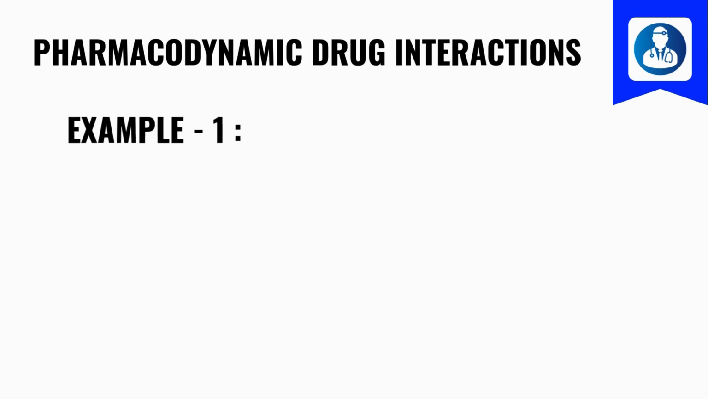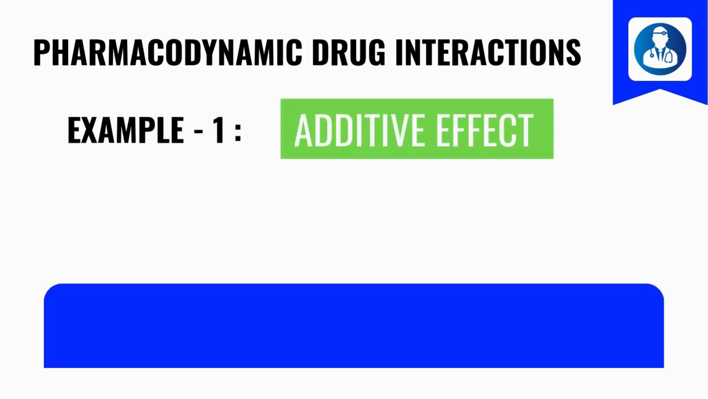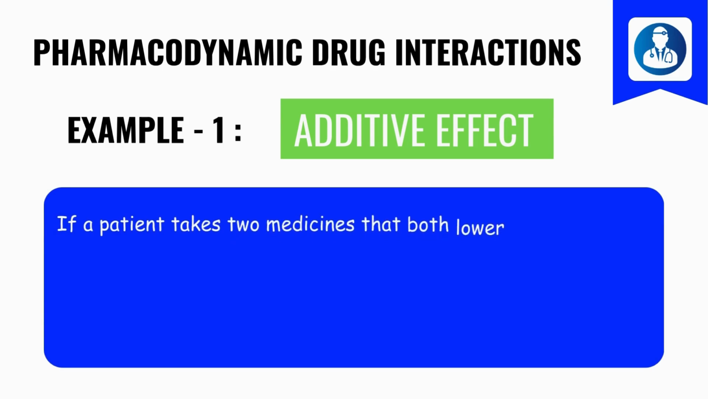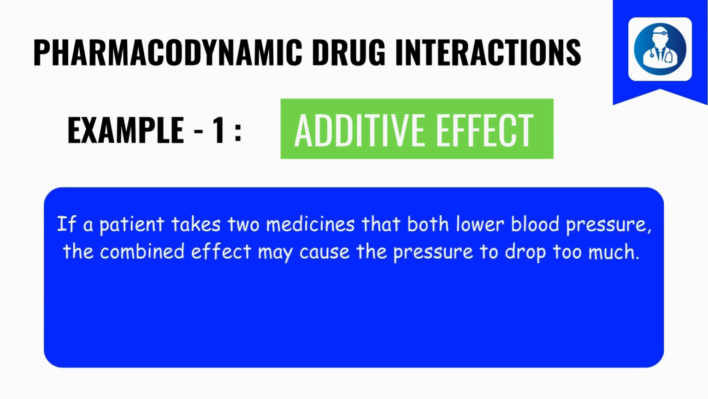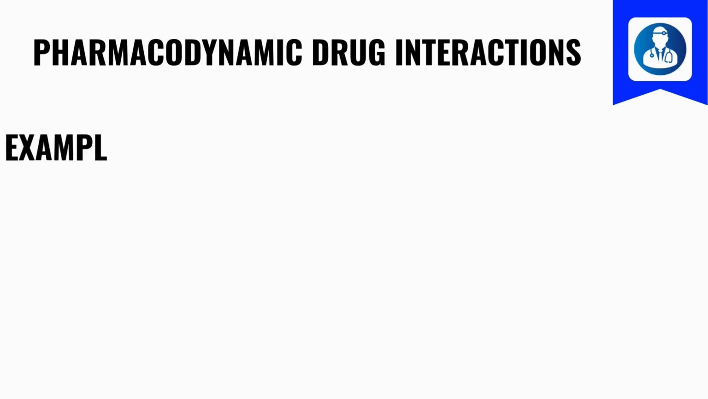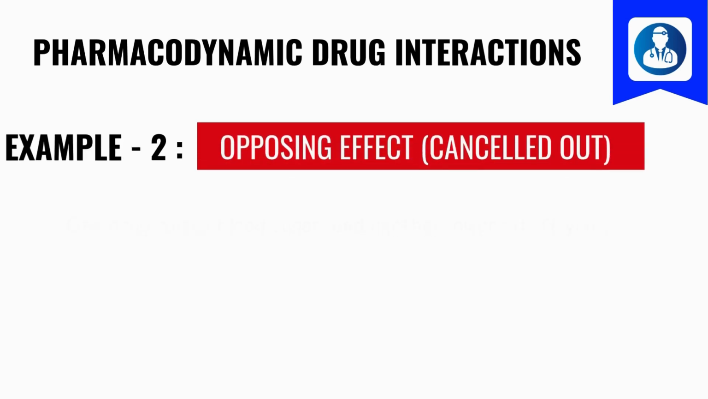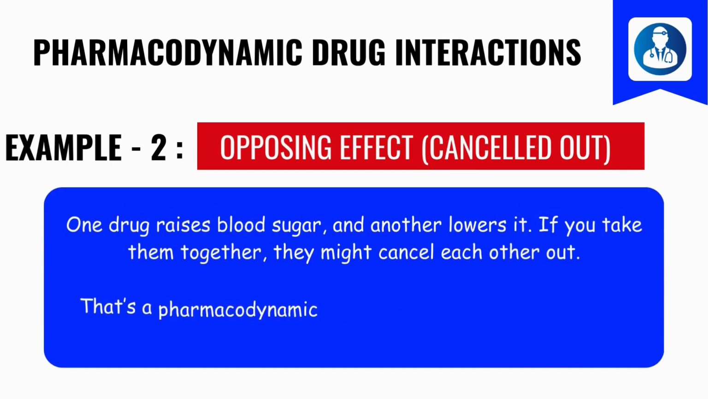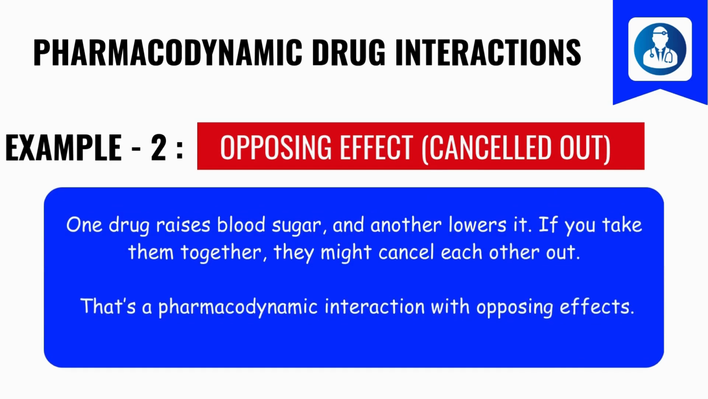Let's see example 1, additive effect. If a patient takes two medicines that both lower blood pressure, the combined effect may cause the pressure to drop too much. That's an additive effect. The total action is stronger than expected. Example 2, opposing effect, cancelled out. Let's say one drug raises blood sugar and another lowers it. If you take them together, they might cancel each other out. That's a pharmacodynamic interaction with opposing effects.